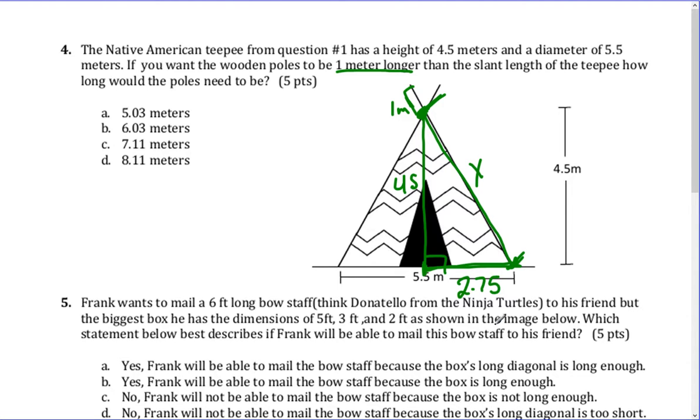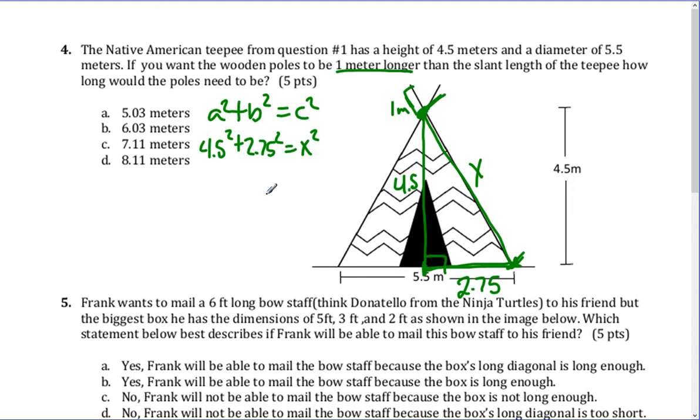Which means if we do the Pythagorean theorem to find x, and then take x plus 1, we'll find the length of these wooden poles. So, Pythagorean theorem, here we come. I know my hypotenuse is x. I don't know what that is. My two legs are 4.5, not 45, 4.5 squared and 2.75 squared.